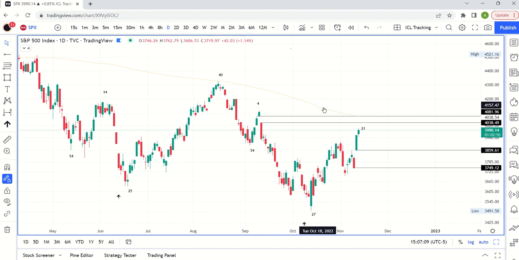Also note that this yellow line here is the 200-day moving average. Anytime you see this on any of my charts, it's the 200-period moving average. So whatever chart it is, if it's the weekly, then it's the 200-week moving average.